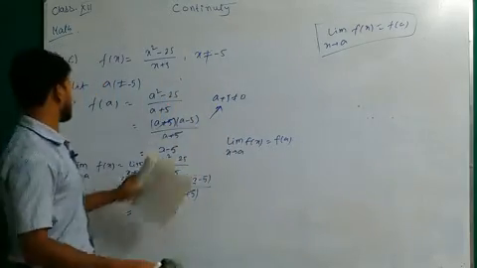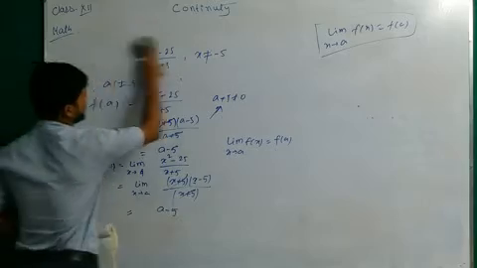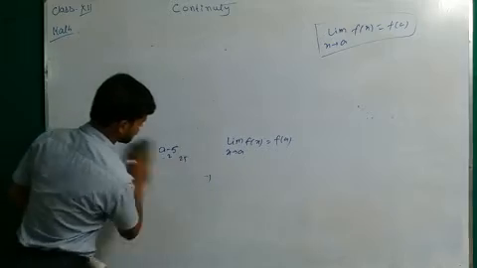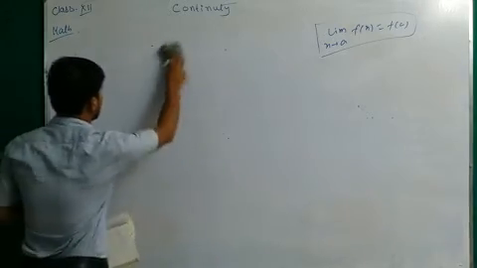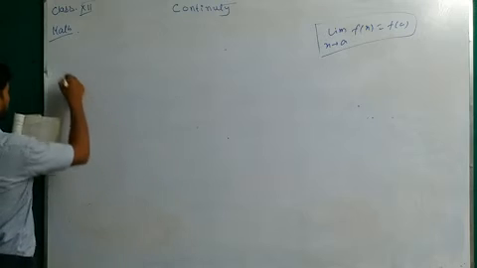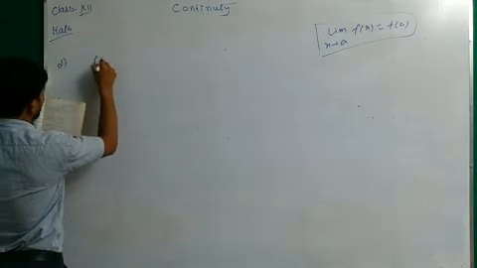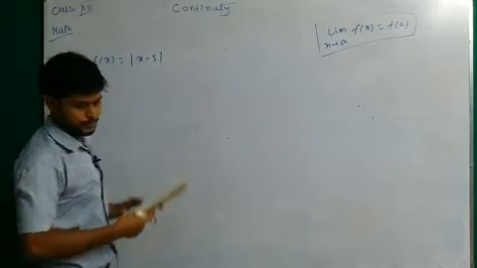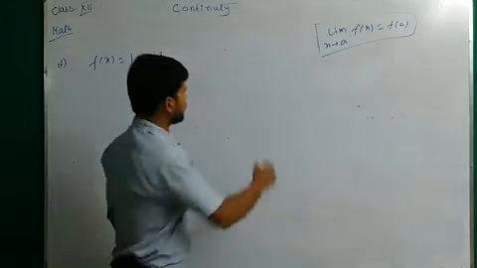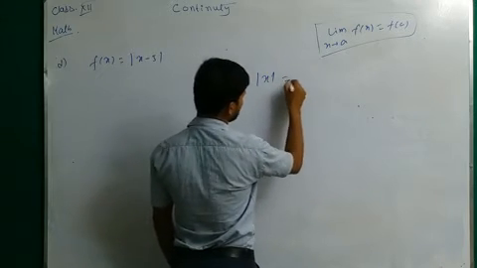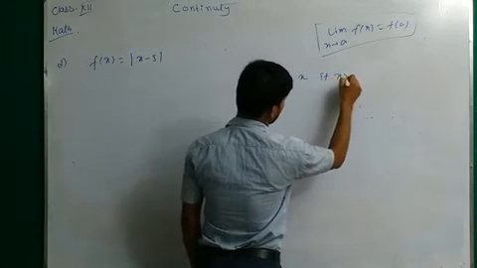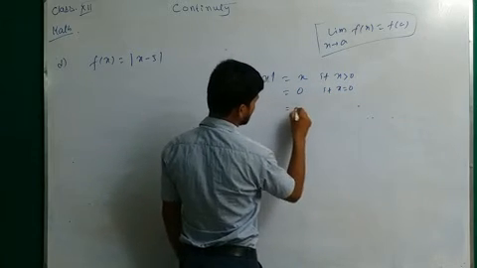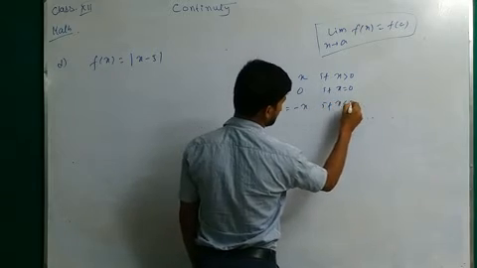Question number D, and the last question, today's last question. We have to prove whether this function f of x equal to mod of x minus 5 is continuous or not. Okay. Now look, we know what is the value of mod of x. Mod of x means x if x is greater than 0, is equal to 0 if x is equal to 0, and is minus x if x is less than 0.